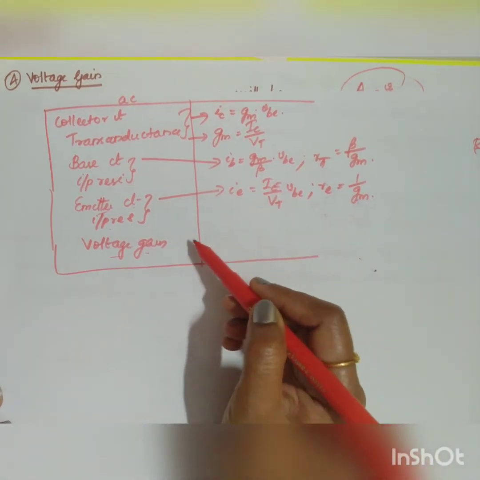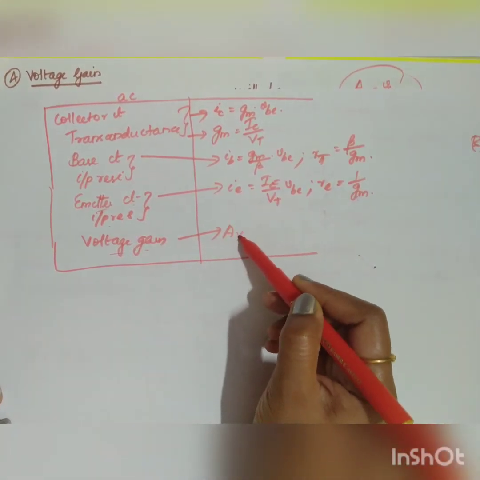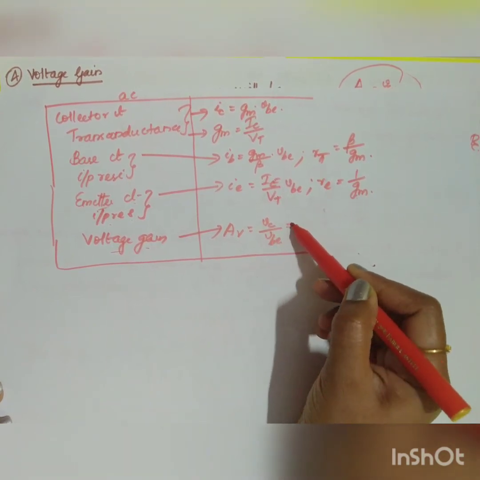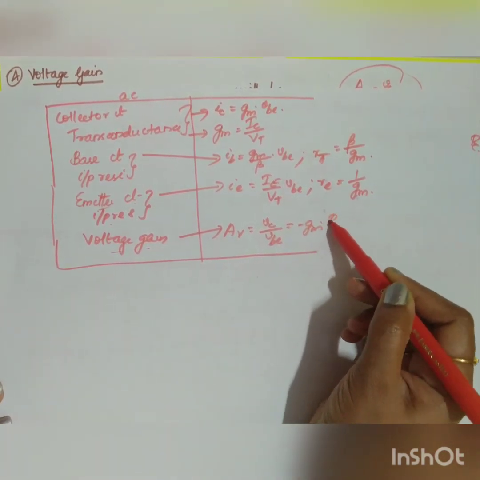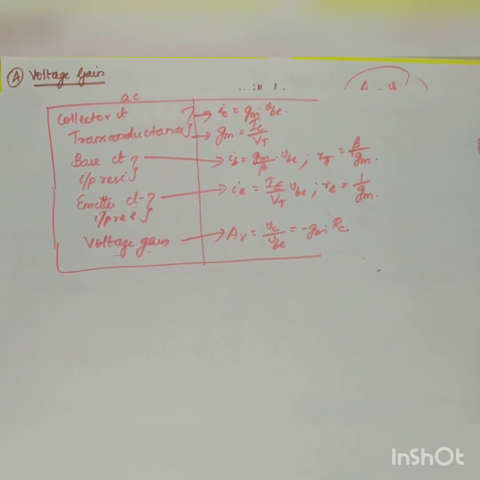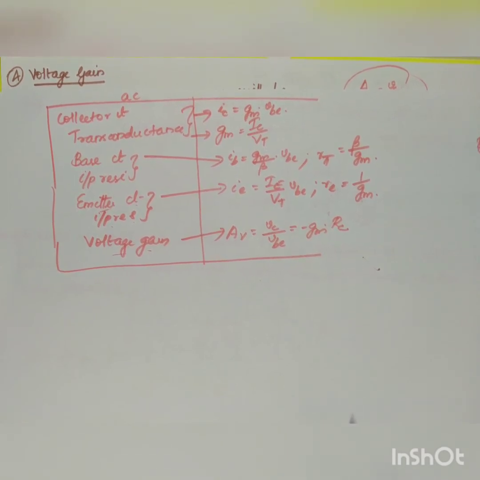And finally your voltage gain Av will be equal to your vc divided by vbe, which is equal to minus gm into RC. So these are the different parameters which you have found out from the small signal operation and models of BJT.